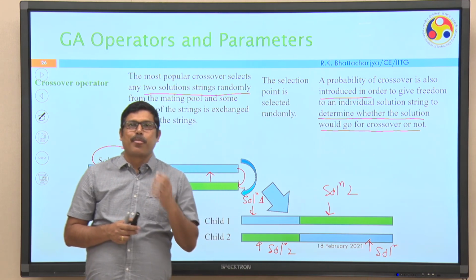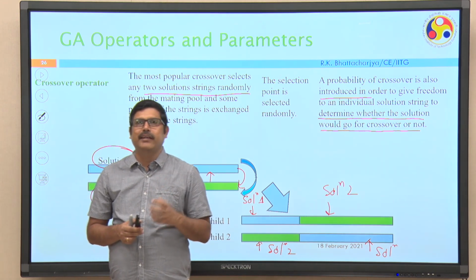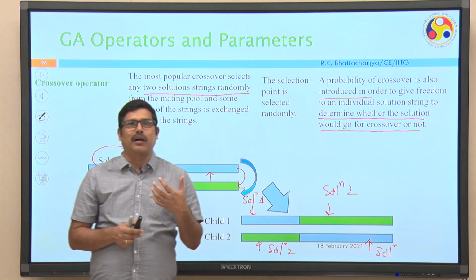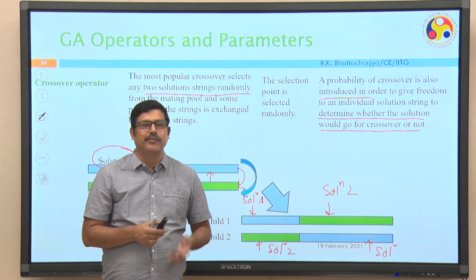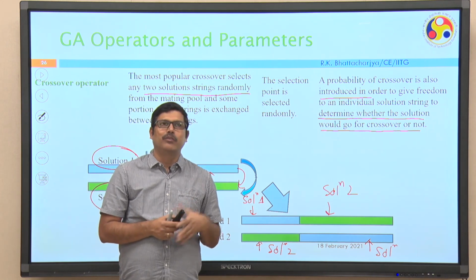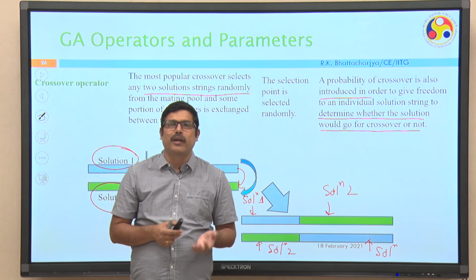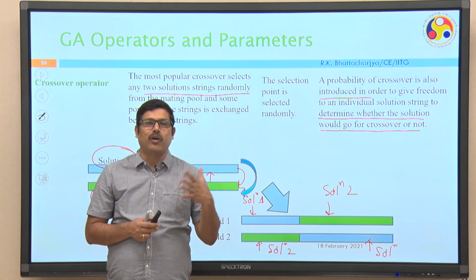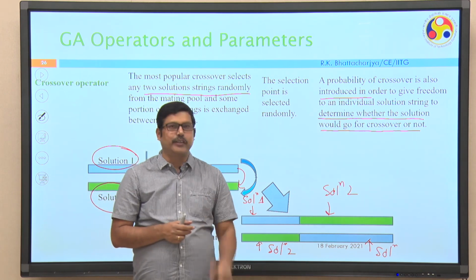Generally, what do we do? We consider a very high crossover value, as I said, 0.6 to 0.95. Okay. So, 60% to 95%, something like that. So, our idea is that most of the solutions will go for crossover, and maybe a few solutions will not go for crossover, they will directly go to the next generation.